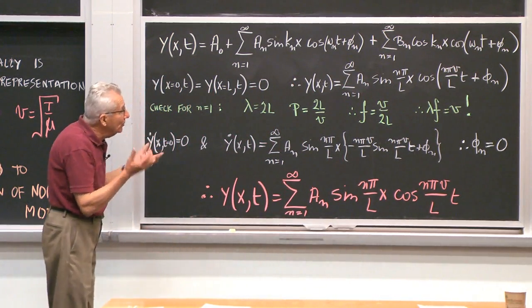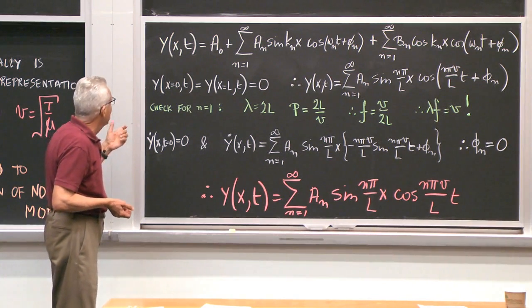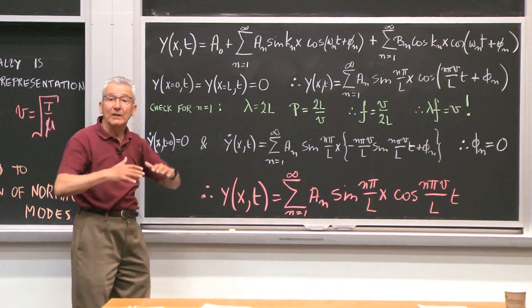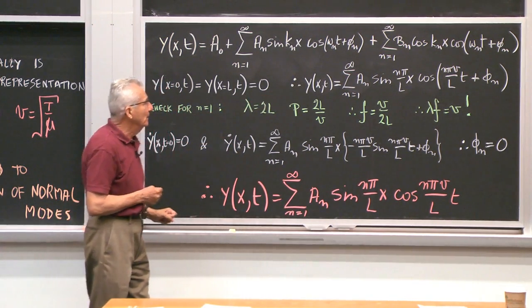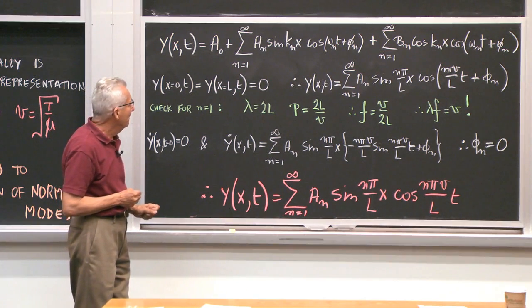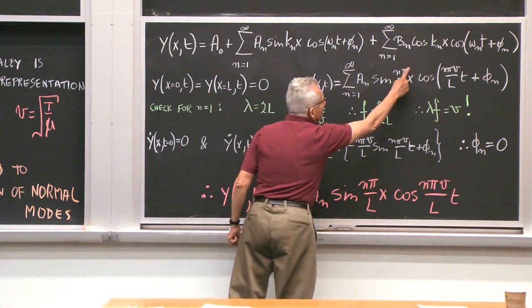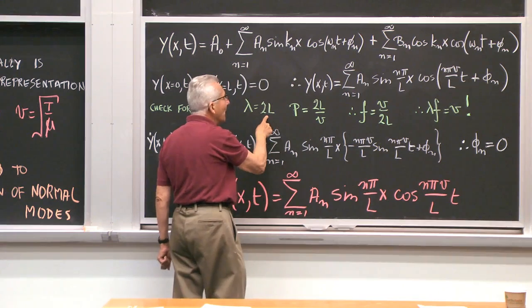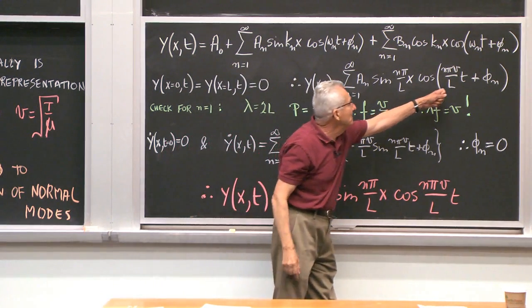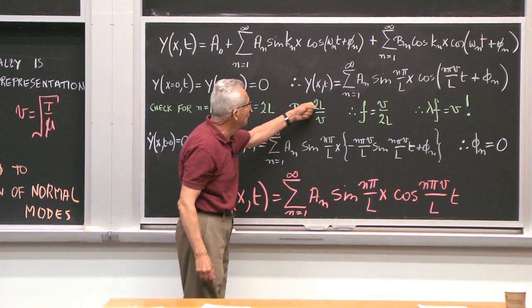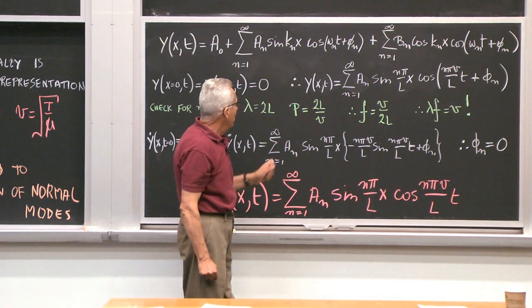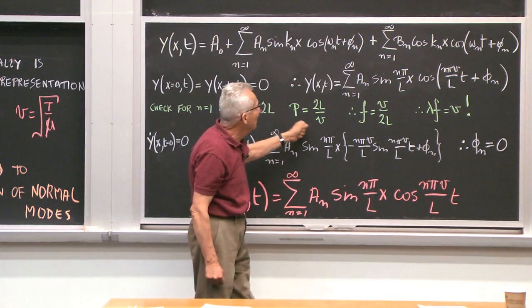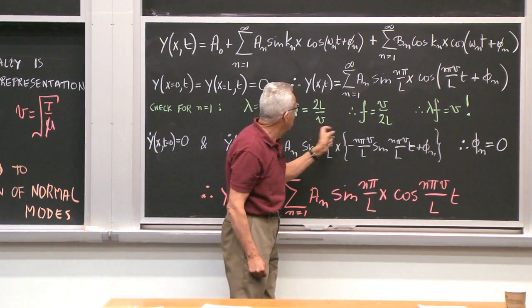It's always useful to check yourself. There are some things you can check. For example, let's consider the n equals 1 harmonic, the first normal mode. If you look at this, it's clear that the wavelength of that harmonic is 2L. If you look at this, the period of that harmonic is 2L over v. Period is 1 over frequency, or frequency is 1 over period, so the frequency is v over 2L.